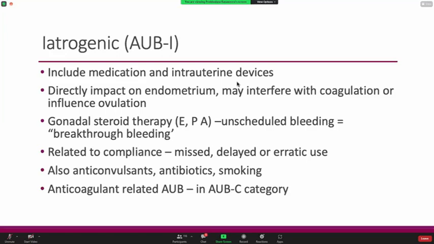Iatrogenic is when we have given drugs, especially anticoagulants like warfarin, right? And sometimes we give therapy in a wrong way. For instance, if we give norethisterone for 5 to 6 days and stop, you will have a bleeding, right? So we use that knowledge to induce bleeding in some women. If they are not having a period, we give norethisterone for 5 days and stop, and they start bleeding, right? So these are iatrogenic causes. Some anticonvulsants, antibiotics, and smoking can all cause what we call iatrogenic bleeding. That is something we are doing to ourselves, and the common one is anticoagulation.